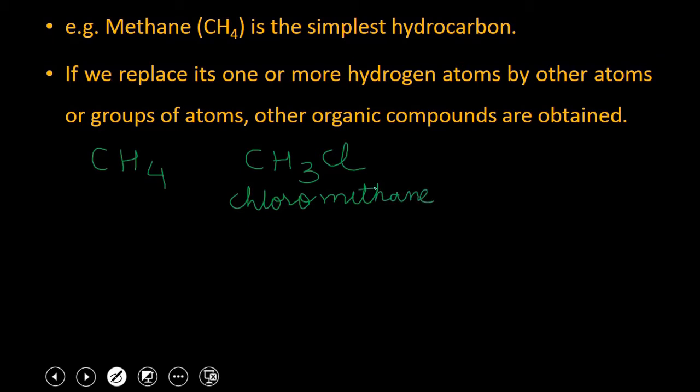All these compounds you will study in very detail in this chapter only. Now children, I am going to replace one more hydrogen from here. So if you are replacing one more hydrogen, you will be left with 2 hydrogens only, CH2, and in place of 2 hydrogens, 2 chlorines will come, so CH2Cl2. It is called dichloromethane.